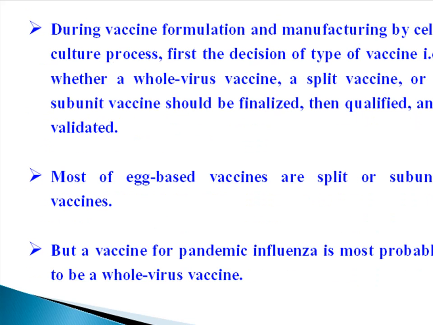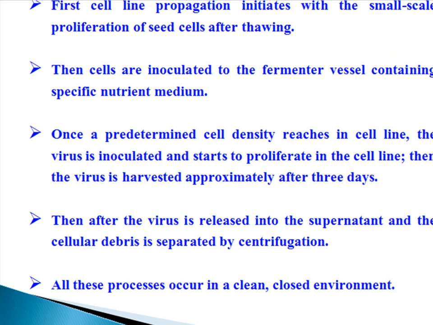During vaccine formulation and manufacturing by cell culture process, first the type of vaccine, whether a whole virus vaccine, a split vaccine or a subunit vaccine, should be decided, then qualified and validated. Most egg-based vaccines are split or subunit vaccines, but a vaccine for pandemic influenza is most probably going to be a whole virus vaccine.